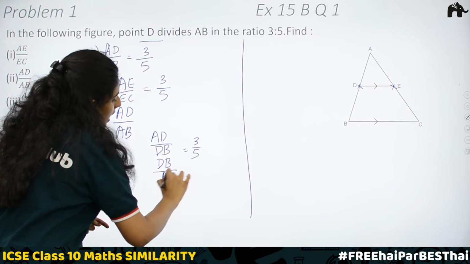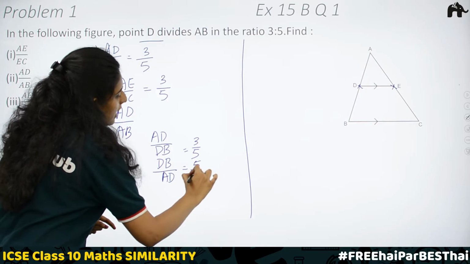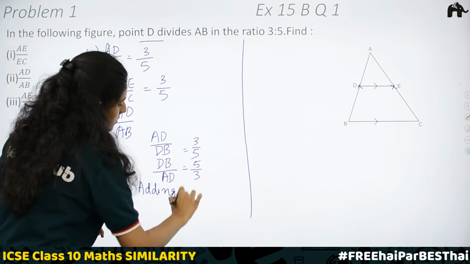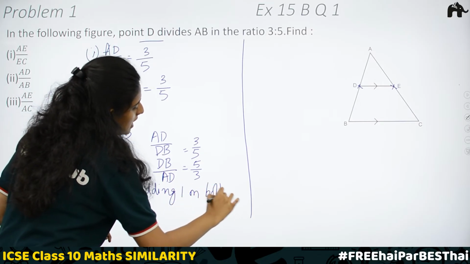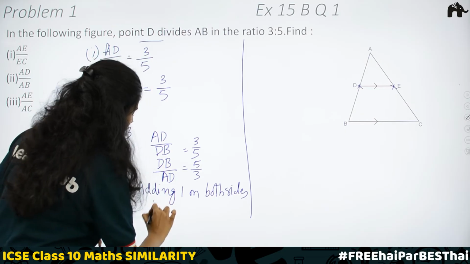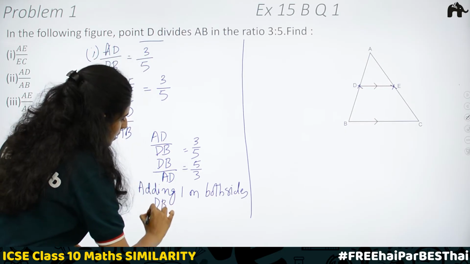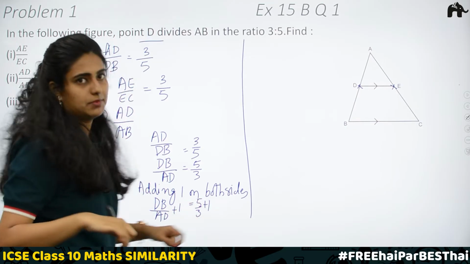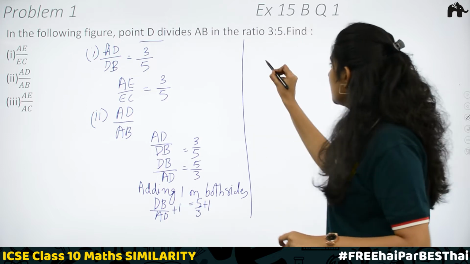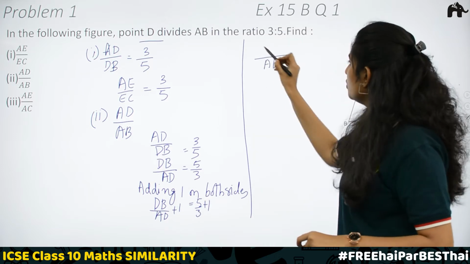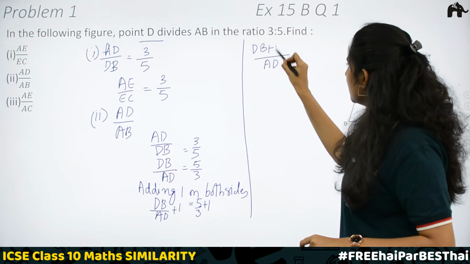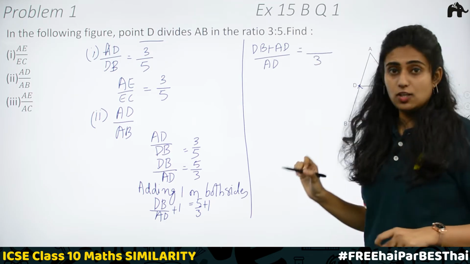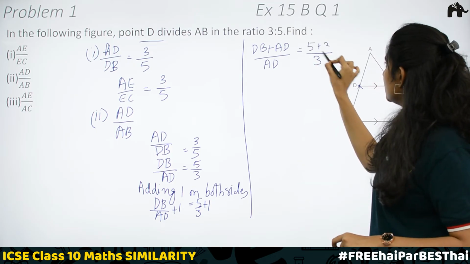DB by AD is equal to 5/3. Now, adding 1 on both sides, what do we get? DB by AD plus 1 is equal to 5/3 plus 1. Taking LCM, we get AD in the denominator and DB plus AD in the numerator. And on the RHS, we have 3 in the denominator and 5 plus 3.